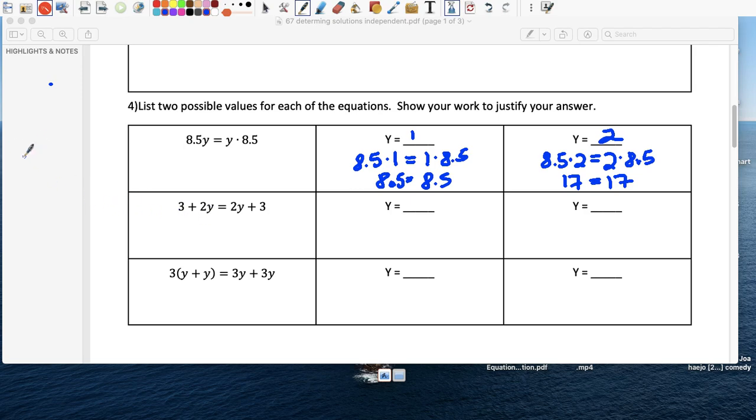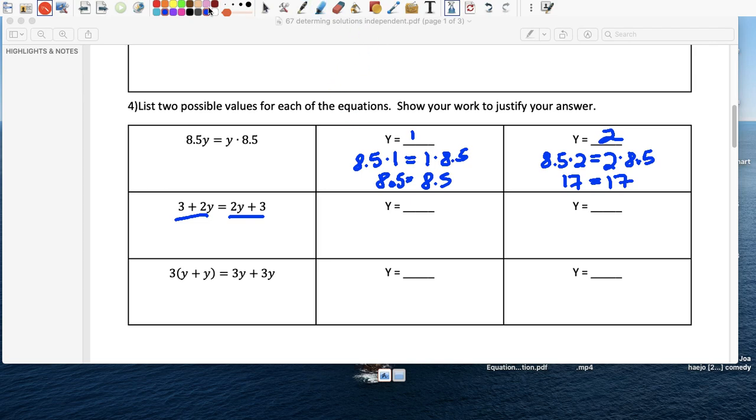So again, let me give you an example. 3 plus 5. Is that the same thing as 5 plus 3? Yes, it is. So look at what we have here. We have 3 plus 2y. So if I switch, si lo cambio, I get 2y plus 3. Are they the same? Yes, they are. So again, otra vez, when the left side is igualito to the right side, they're both the same. We have many answers. And any number that you put is going to work.